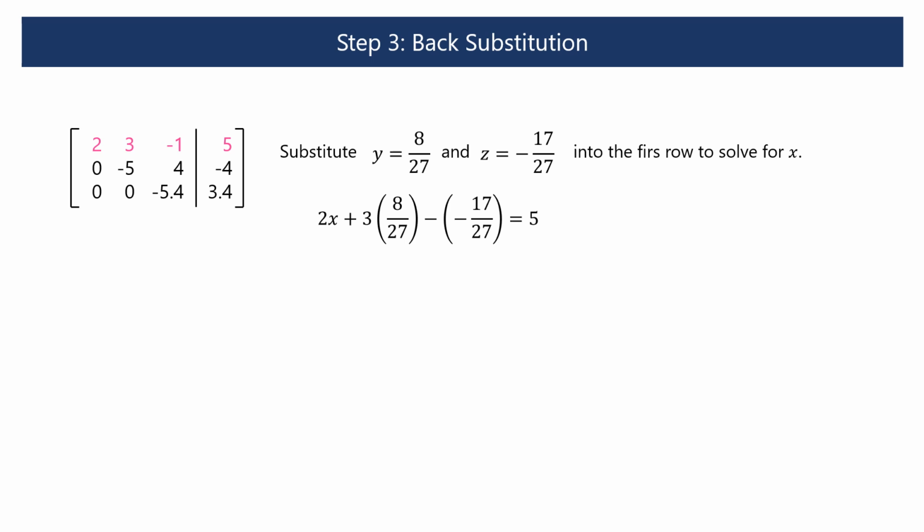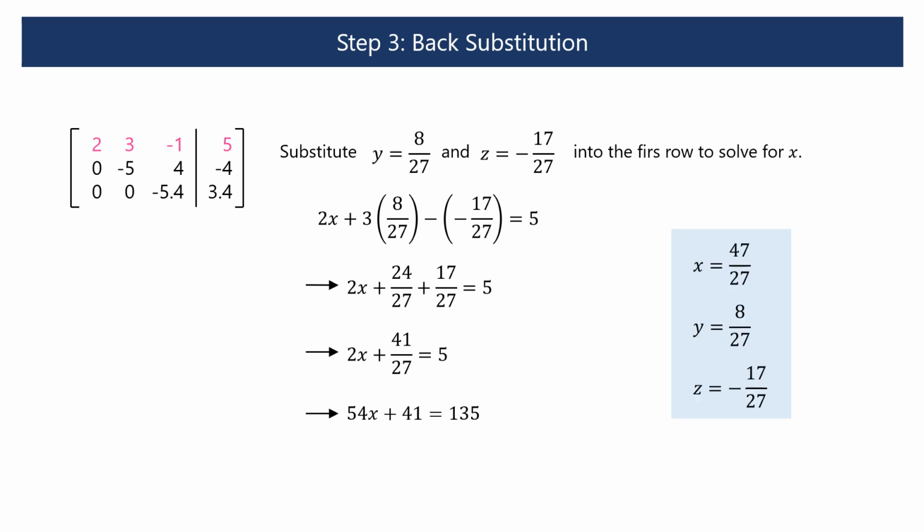Finally, substitute y equals 8 by 27 and z equals minus 17 by 27 into the first row to solve for x. Simplify the fractions. Multiply through by 27. Then solve for x, and it shows x equals 47 by 27. Thus, the solution to the system is x equals 47 by 27, y equals 8 by 27, and z equals minus 17 by 27.